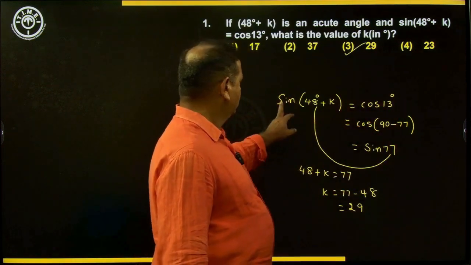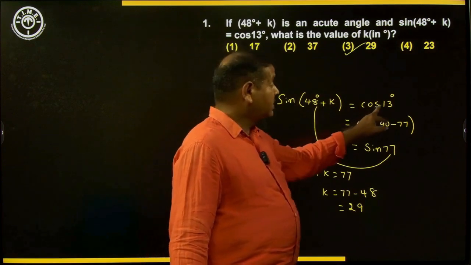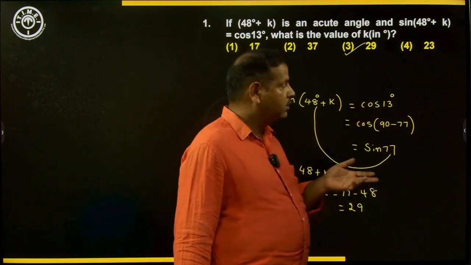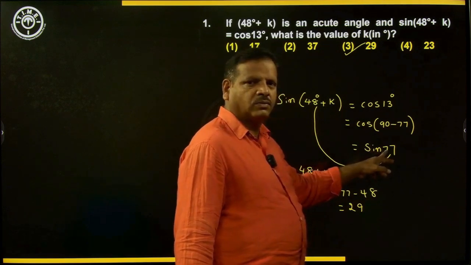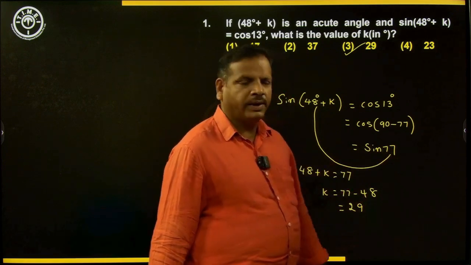Simple thing. Sine of 48 plus k is equal to cos 13 is given. Cos 13, how can I write in terms of sine? Sine 77. So just equate these two angles, you will get the value of k.